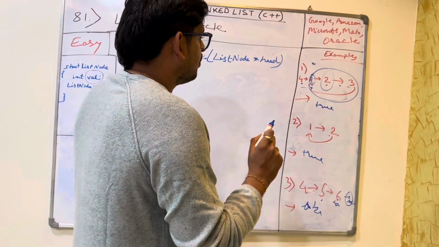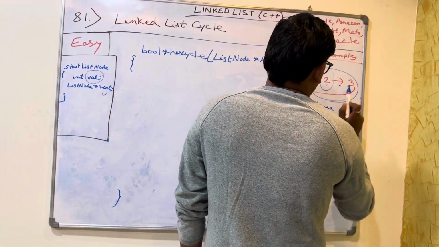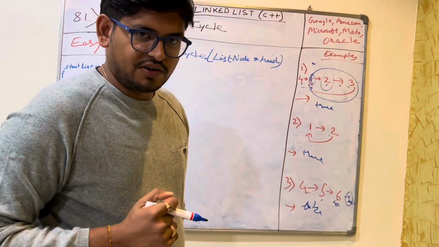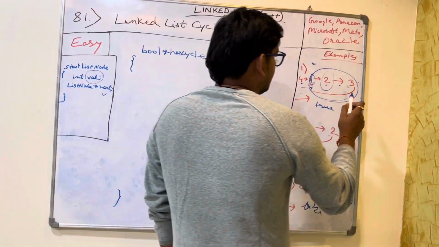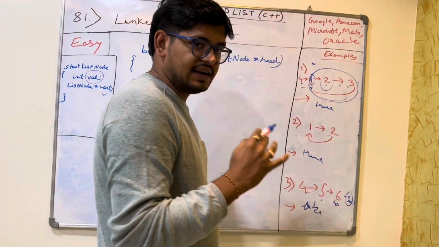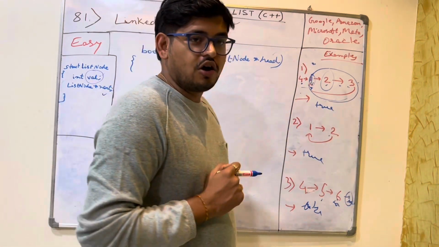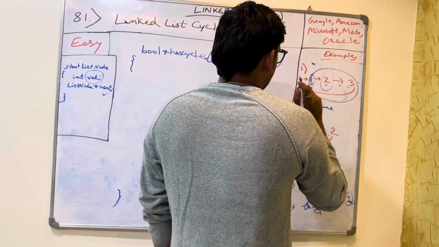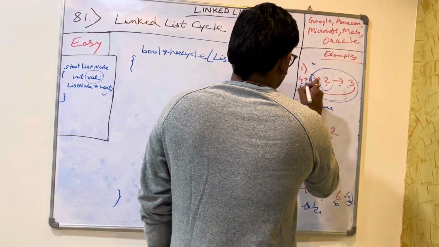Okay, so in that tortoise and hare algorithm, the fast pointer was pointing to null at the end, right? But if there is a cycle, fast will never point to null, right? It would keep on repeating. So let's take this example.